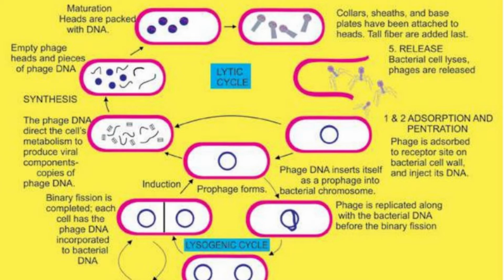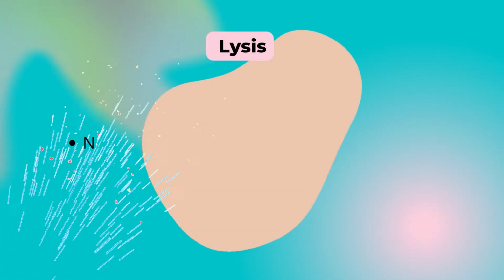Here you can see again the whole cycle: attachment, penetration, multiplication. In multiplication, synthesis, duplication and replication of DNA take place, head and tail portions are formed, and then assembly of head and tail portions takes place, and at the end lysis of the host cell and release of bacteriophages take place.